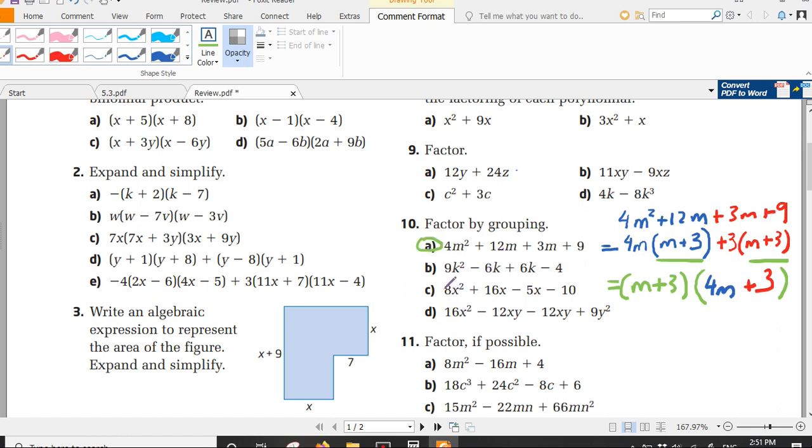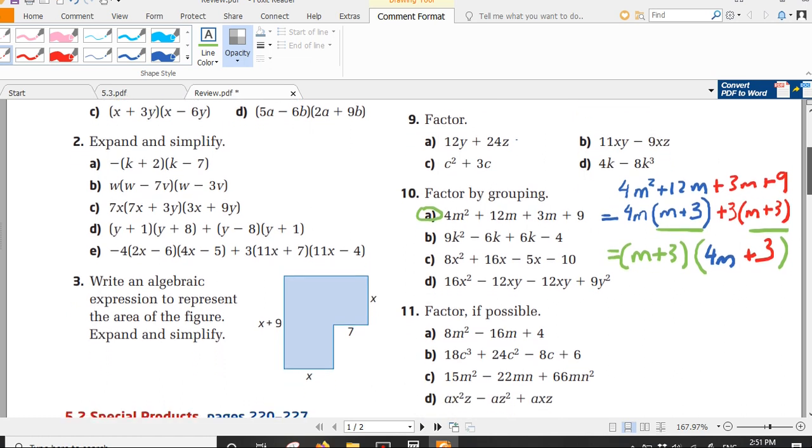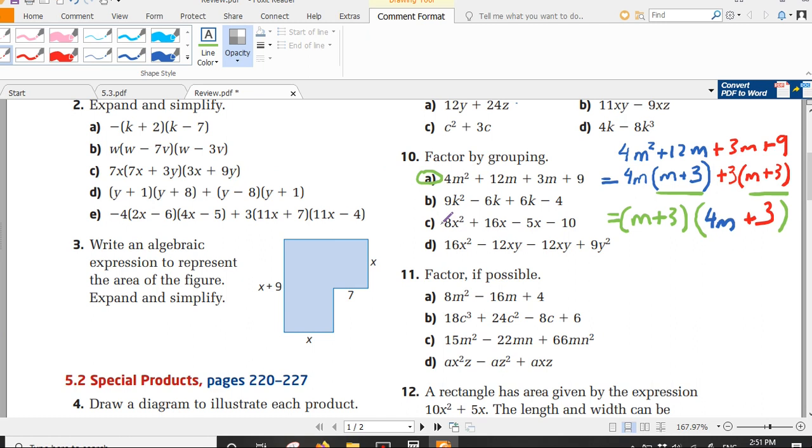So let me do one more example for you. Let me scroll this down a little bit. I'll try C. For C, again, I'm going to look at these 2 terms together. I'm going to copy that down in blue again, 8x squared plus 16x. And then I'm going to copy these 2 terms together, negative 5x, negative 10. If I look at these 2, what can I factor out of both of them? I can factor out an 8, and with x squared and an x, at most I can only factor out an x.